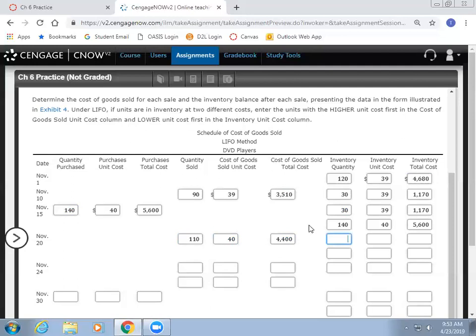On November 20th, our ending inventory, we still have the 30 from beginning inventory at $39. And then how many $40 units do we have? How many units are left at the $40 price point? 30. Good. We had 140, we sold 110, so we have 30 left at the $40 price point, which would be $1,200 total.